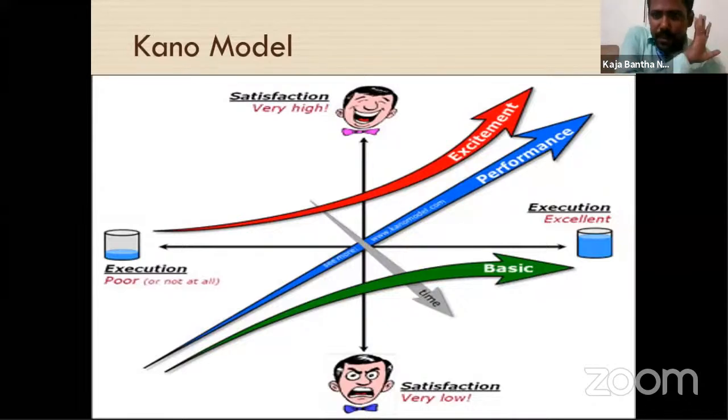Note that execution goes from poor to excellent and customer satisfaction from very low to very high. We want high-level execution with customer satisfaction. That is the Kano model. Some companies execute poorly, with very low customer satisfaction. That is not good, and the company will definitely fall. I want excellent execution with customer satisfaction.